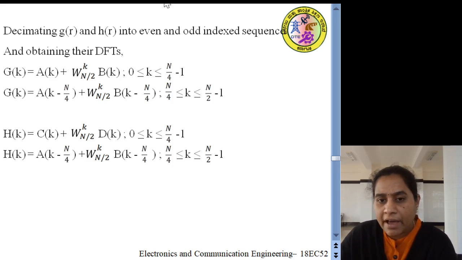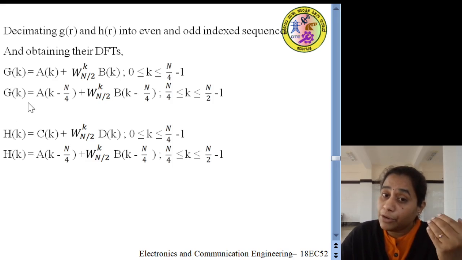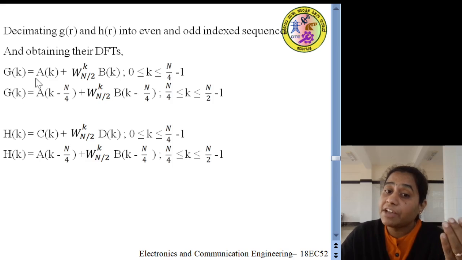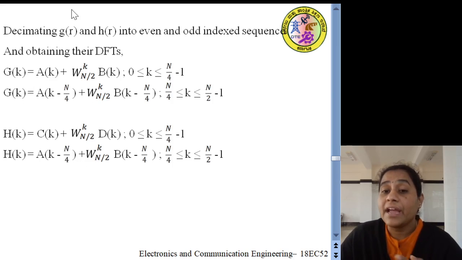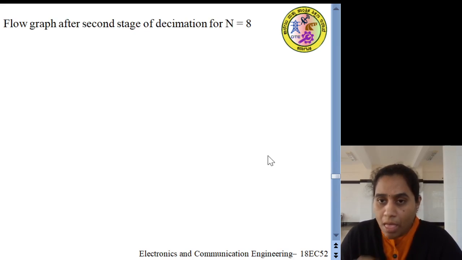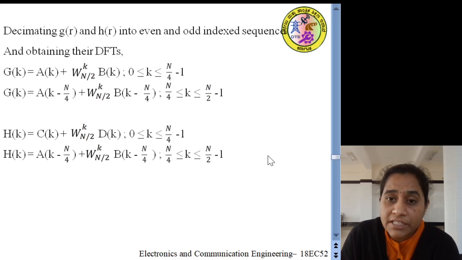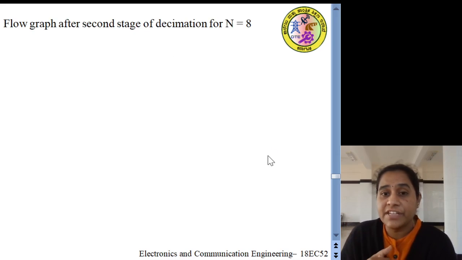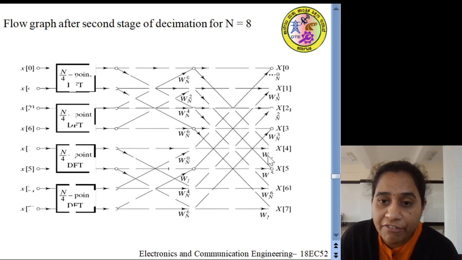Why we are writing this is, as we know, G[k] and H[k] are N/2-point DFTs. As they are N/2-point DFTs, they are periodic with N/4. So, we can write like this. Now, this is how we can decimate it. This is the second stage of decimation. So after this second stage of decimation, for N equal to 8, we can write the flow graph like this.